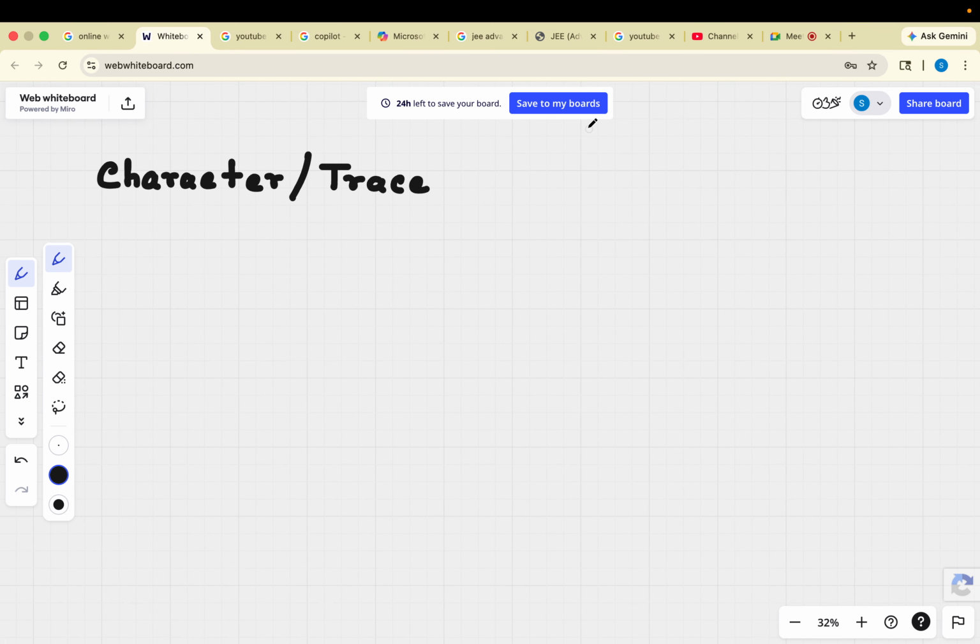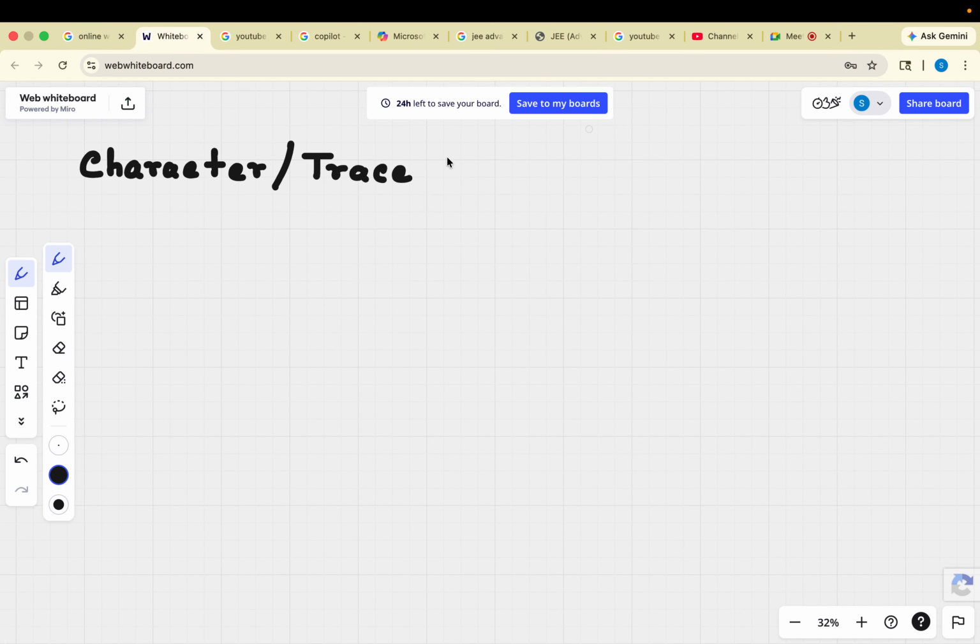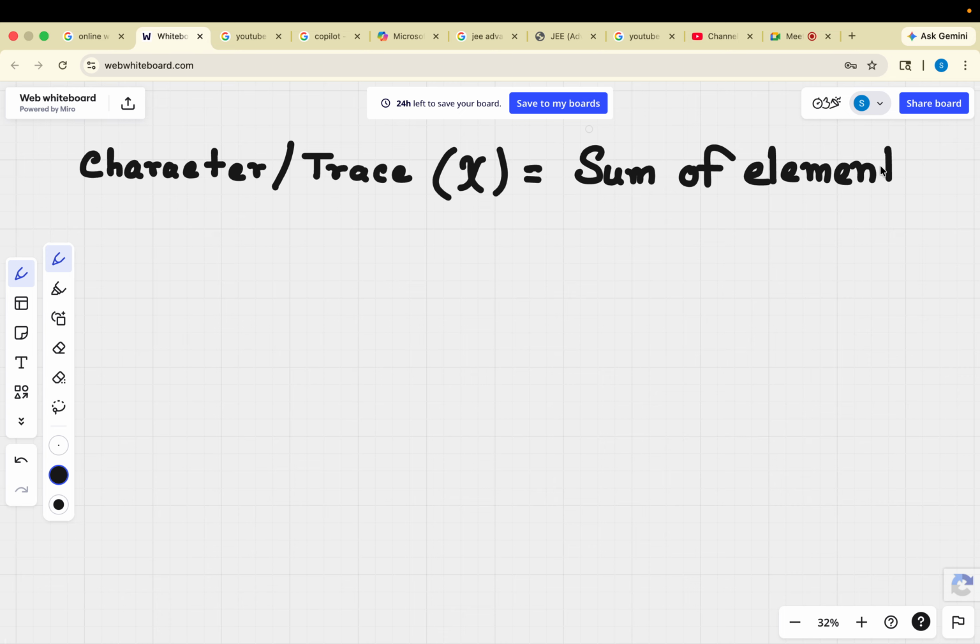So this is also represented by what? Chi. Okay, and character or trace means what? So this is basically your sum of elements of main diagonal. Okay, sum of elements of main diagonal.